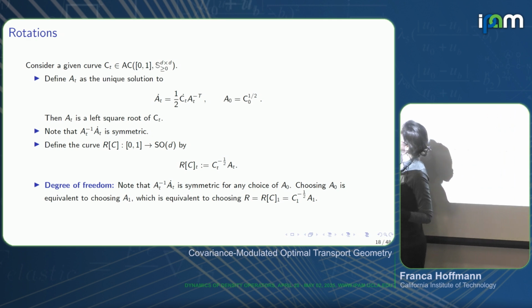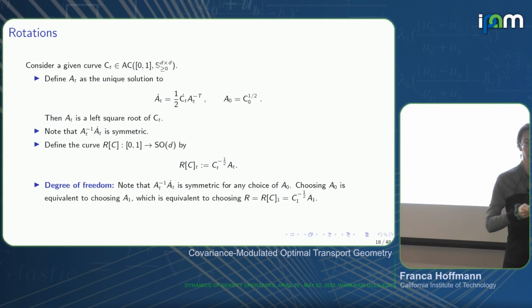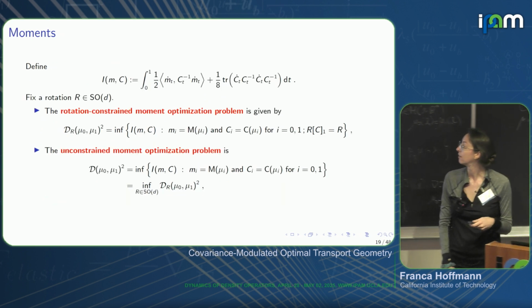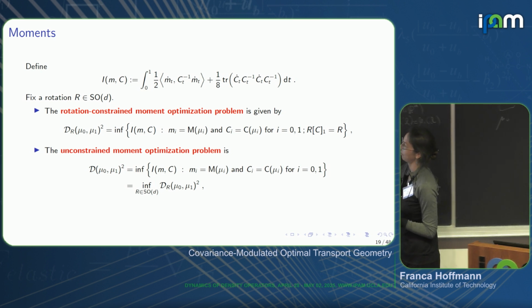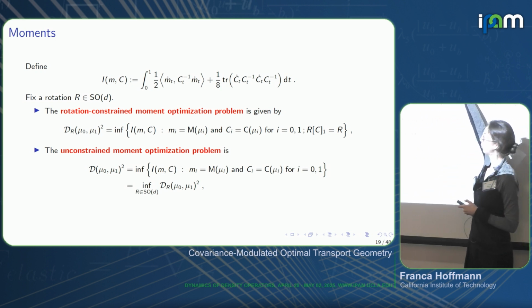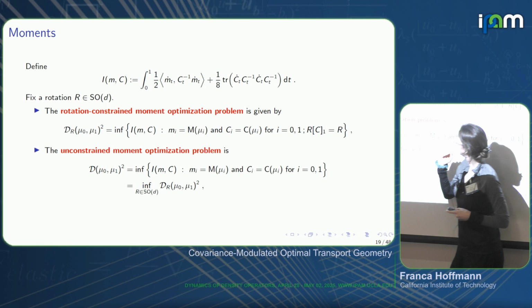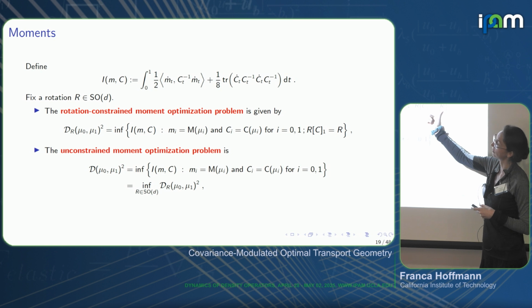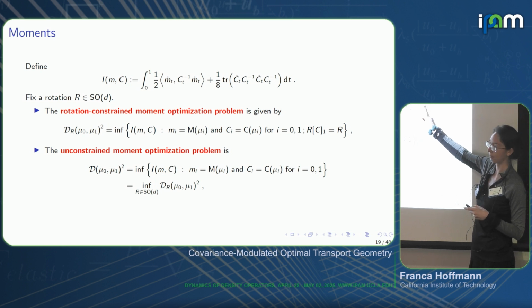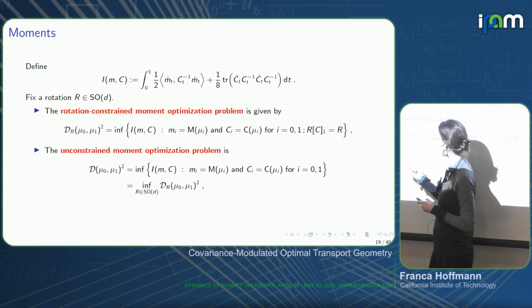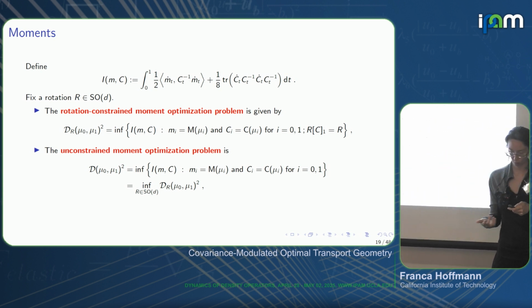And that subselects possible choices of curves C_t that I'm allowed to stick in. If I constrain that at the end, at t equal to 1, they end up at a particular matrix, that's exactly what happens here. So these are the terms that came out of the splitting that I showed earlier. I just defined that to be a functional, and then I constrain the possible curves for the covariance matrix to be those that match a specific given R. And then the unconstrained moment optimization problem would just be if I minimize over all choices of R.